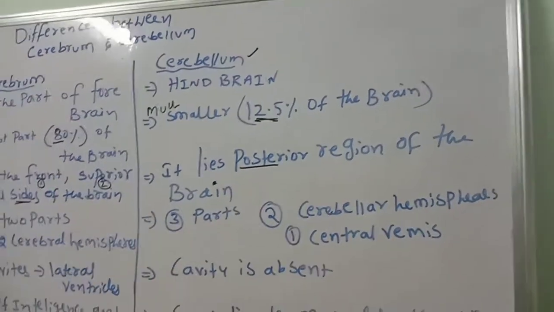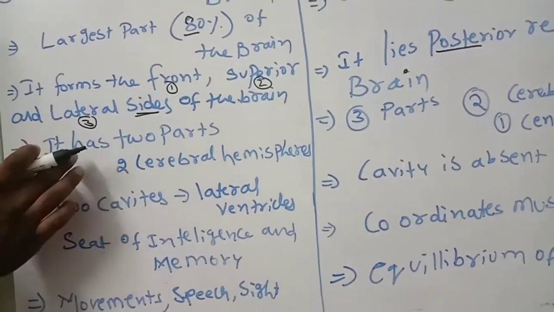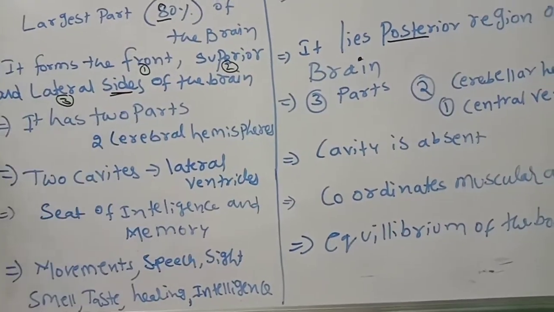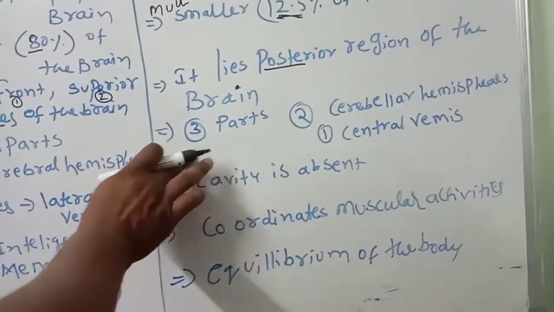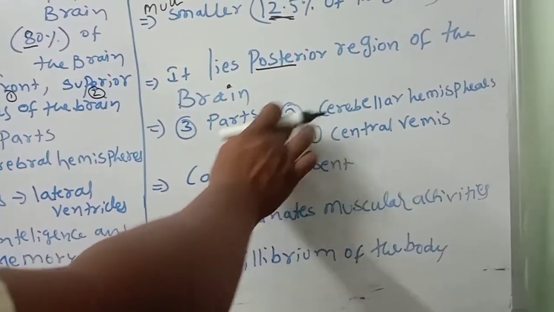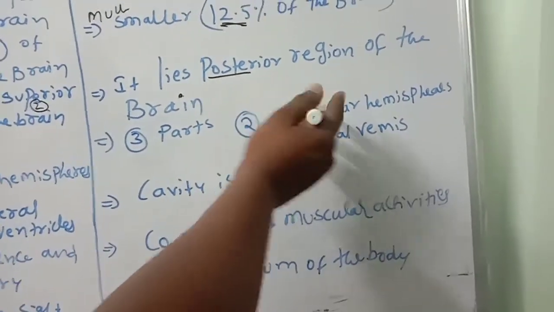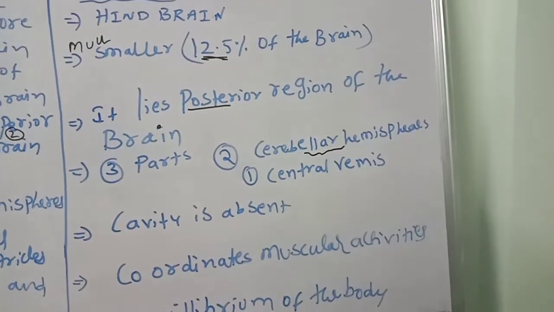The next one, it has 2 parts. The cerebrum has 2 parts. What are the 2 parts of the cerebrum? There are 2 cerebral hemispheres. And the cerebellum has 3 parts. What are the 3 parts? One is the 2 cerebellar hemispheres. Okay, then cerebellar, not cerebrum. Don't confuse, this is cerebellar.